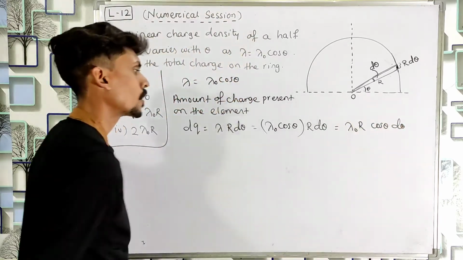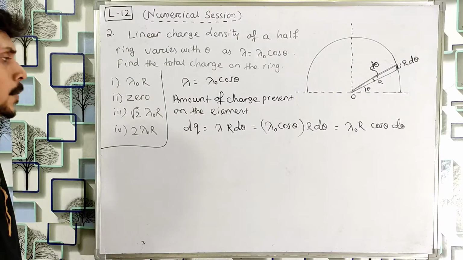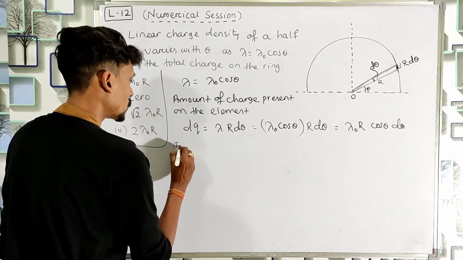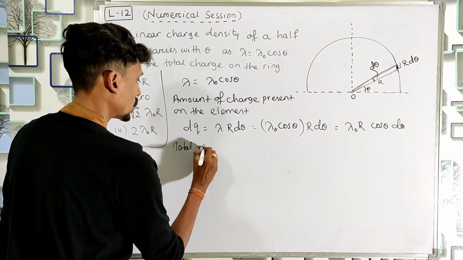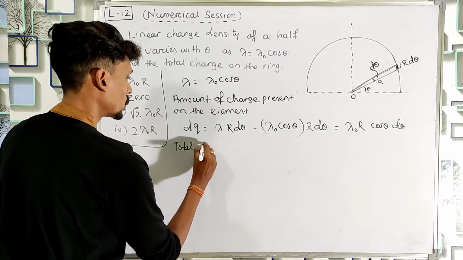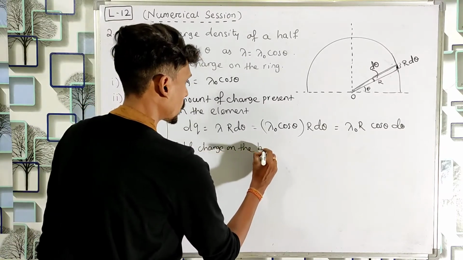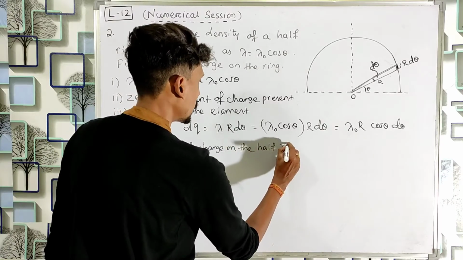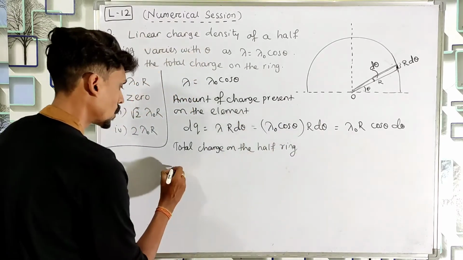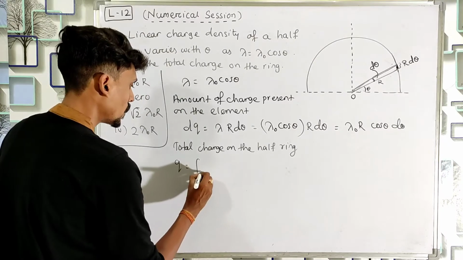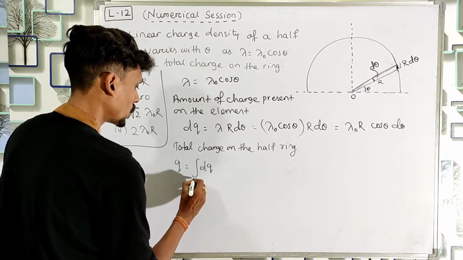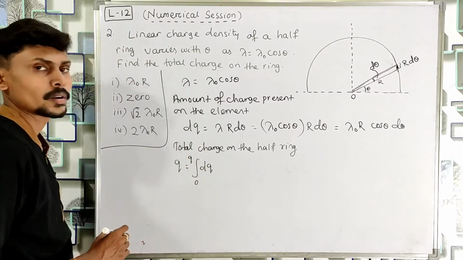Is that clear? Now we have to find the total charge on the semicircle. Total charge on the half ring or on the semicircular ring will be how much? Q is equal to integration of dq from 0 to q.